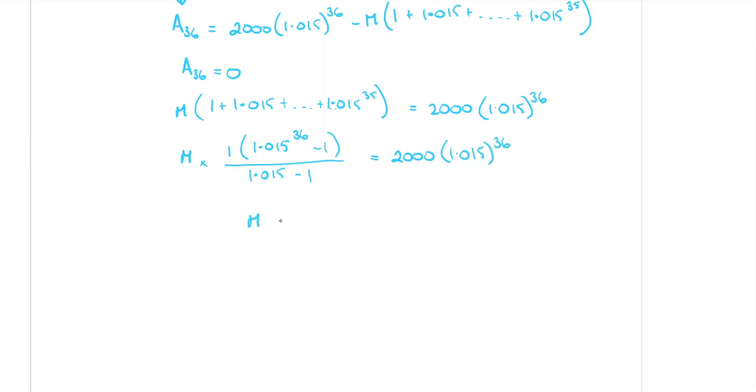Okay, so to get the m by itself, the denominator is going to times over here and the numerator will divide underneath. So it's 2,000 times 1.015 to the power of 36. I'm going to times by 0.015 and divide by the 1.015 to the 36 minus 1. I don't technically need those brackets on the bottom there, but anyway. Does anyone go on and type that in?